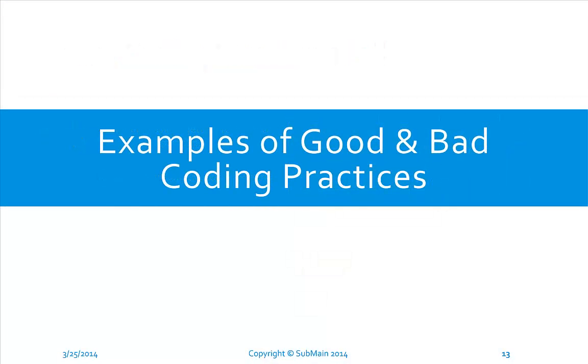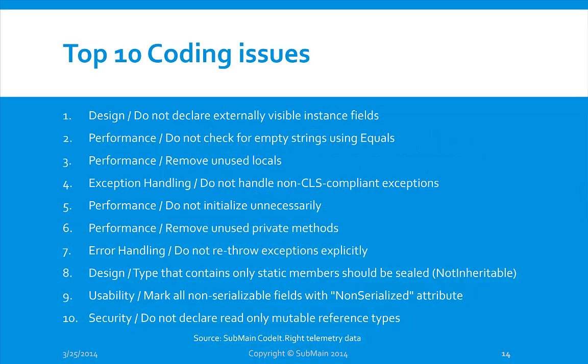Here are some examples of good and bad coding practices. The first thing I want to review very, very quickly is some of the top 10 coding issues that CodeIt.Right has found. I'm just going to go over a few of these really quick, and these are the same guidelines Microsoft follows. Do not declare externally visible instance fields. This is a big one to me because if you do this, you're basically breaking encapsulation and you're breaking the first pillar of object-oriented programming.